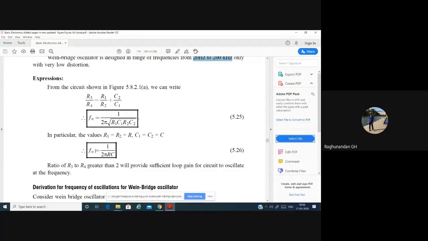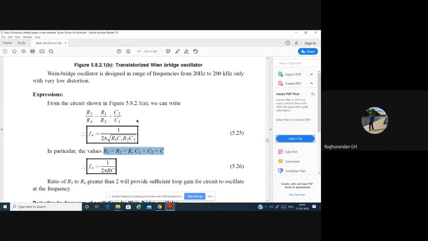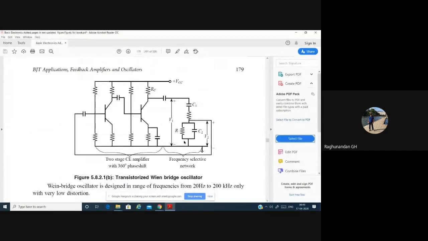So this is our equation. Suppose R1 and R2 are different values, then you have to use this equation. We might not always use the condition where R1 is equal to R2 is equal to R, and C1 is equal to C2 is equal to C. So rarely we might use this one. It is better to remember the equation 1 divided by 2 pi root R1 C1 R2 C2. So this is with respect to this.